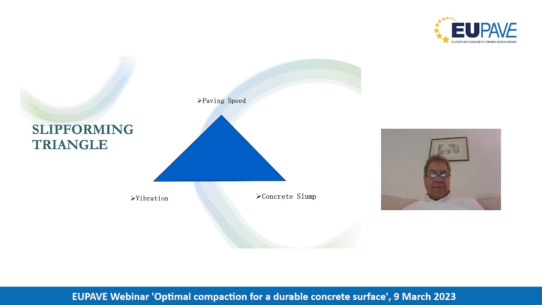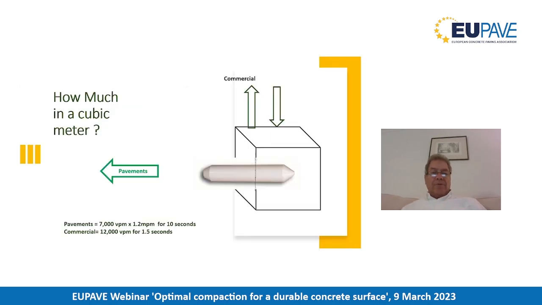I'm showing here a triangle with the three important elements in a paving operation, which is paving speed, vibration frequency in relation to paving speed, and concrete slump. Here we're trying to establish how much time the vibrator is in contact with a cubic meter of concrete, measuring energy in a cubic meter of concrete while being vibrated internally.